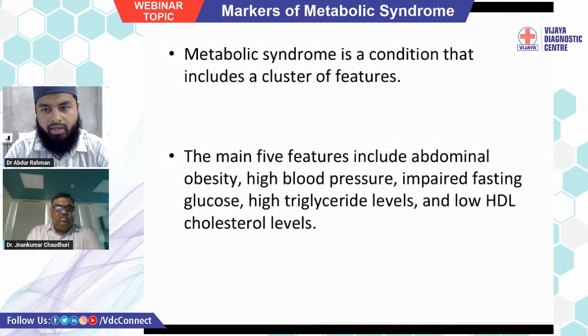A patient having abdominal central obesity, high blood pressure, or high triglyceride levels should always be suspected of having metabolic syndrome. Or, for example, low HDL, high triglyceride levels, high LDL, and impaired fasting glucose. Any three of these can be suspected of having metabolic syndrome.